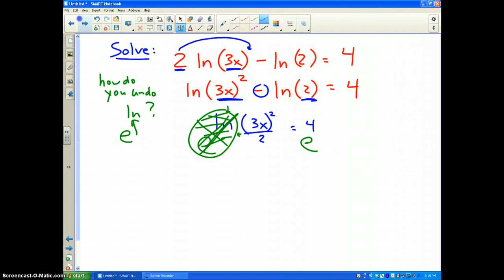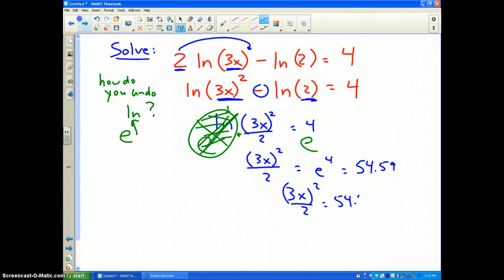Well, what does that leave me? It leaves me with 3x on top squared divided by 2 is equal to e to the 4th power. But e to the 4th power, if you type that in your calculator, is 54.59, etc. Goes on forever. Well, now I just solve this equation. 3x squared divided by 2 equals 54.59.